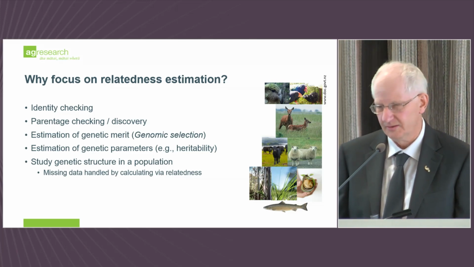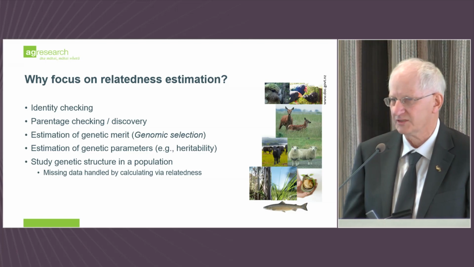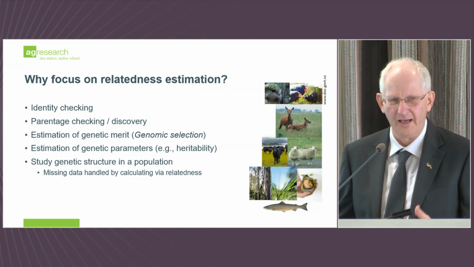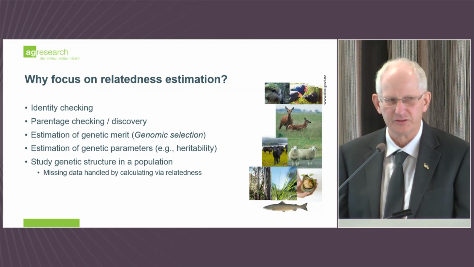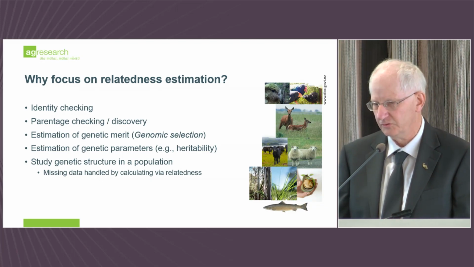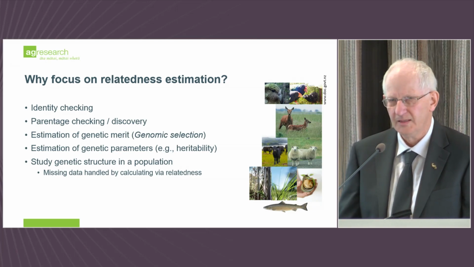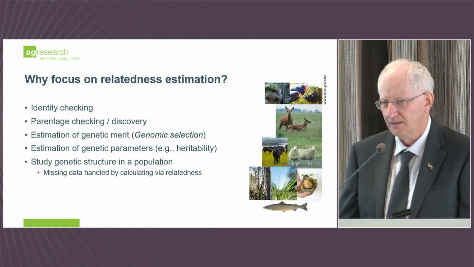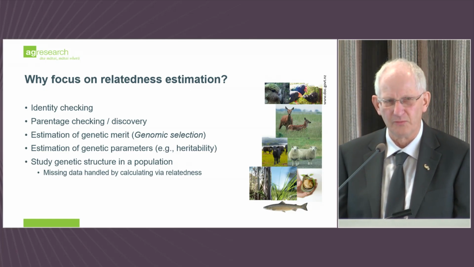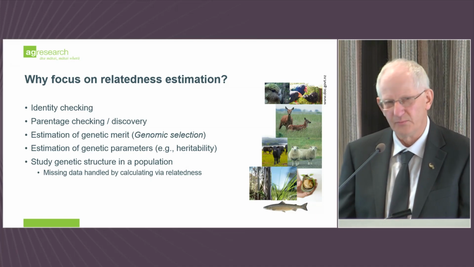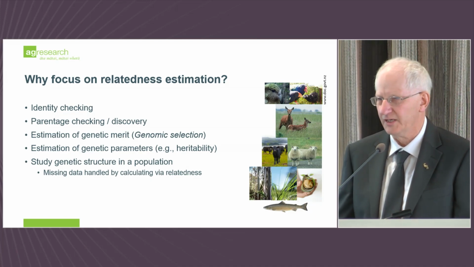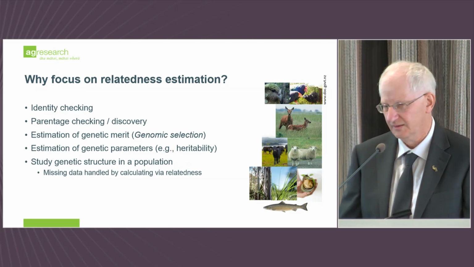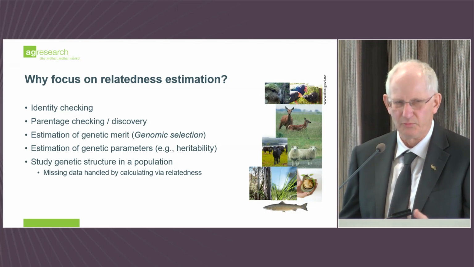Estimation of genetic merit, something that's called genomic selection, particularly in our livestock industries, is sort of the modern way of approaching the evaluation of the genetics of individuals. Estimation of genetic parameters such as heritability, and studies of the genetic structure in a population. And by doing that through this relationship estimation method, we avoid these issues of the missingness in the data that become a problem with other methods.